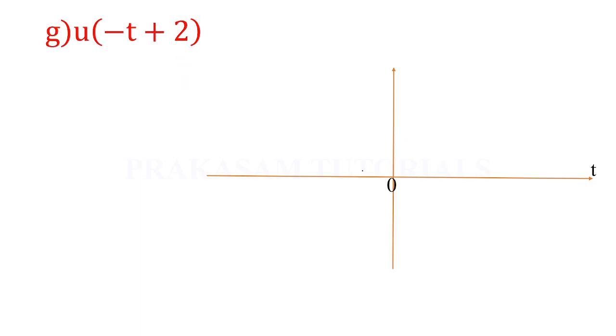And next one is u of minus t plus 2. In a similar manner, using the definition of the unit step signal, u of t is equal to 1 for t greater than or equal to 0. This is the definition. Now here the signal u of minus t plus 2 is equal to 1 for minus t plus 2 greater than or equal to 0. So this minus t is going to the RHS side. We have 2 greater than or equal to t, or t less than or equal to 2.